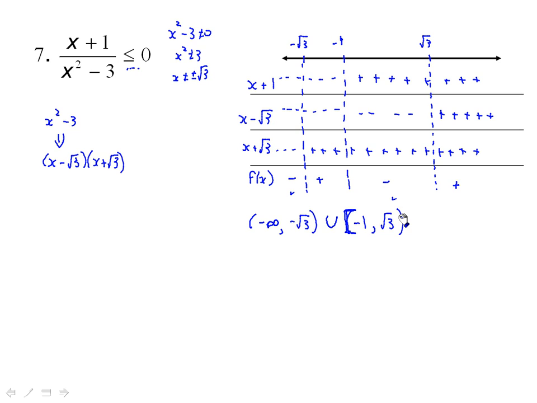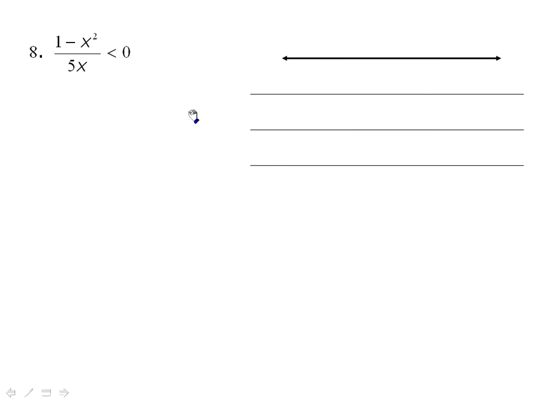Number 8. This one you might want to do on your own. Nothing too strange happening here. x cannot be equal to 0. The numerator, don't forget to factor it properly: 1 minus x, 1 plus x, and then 5x for the denominator. You probably don't need to see this one. Pretty routine.